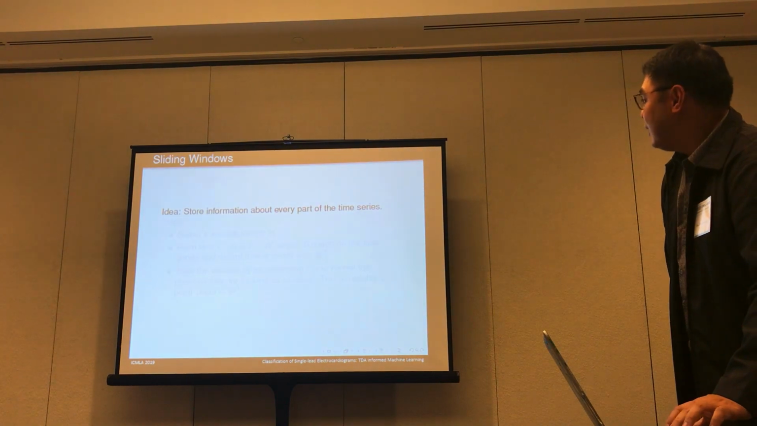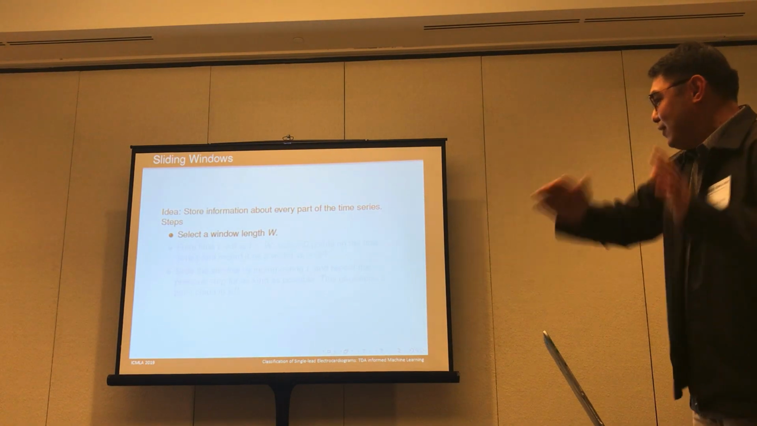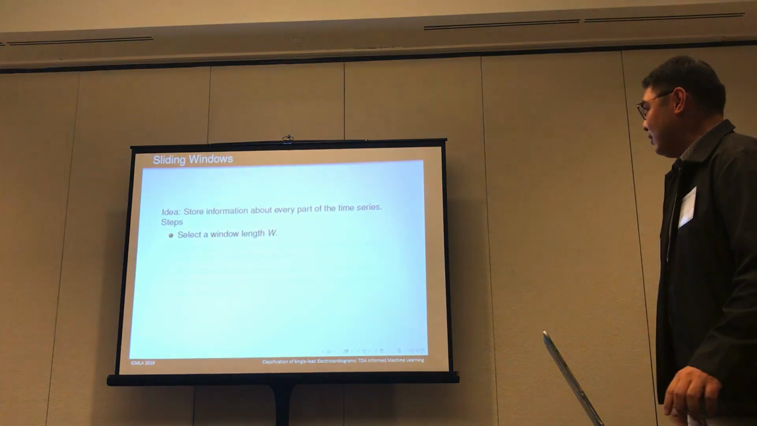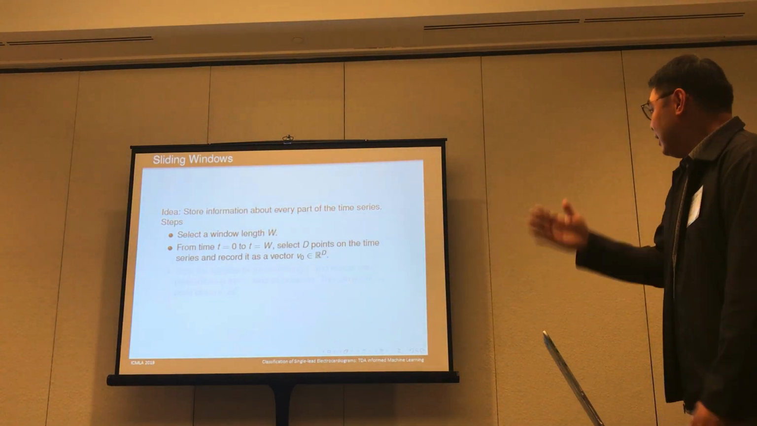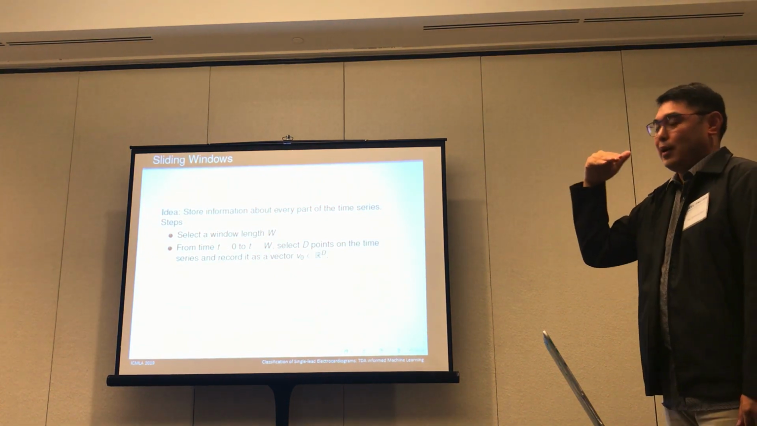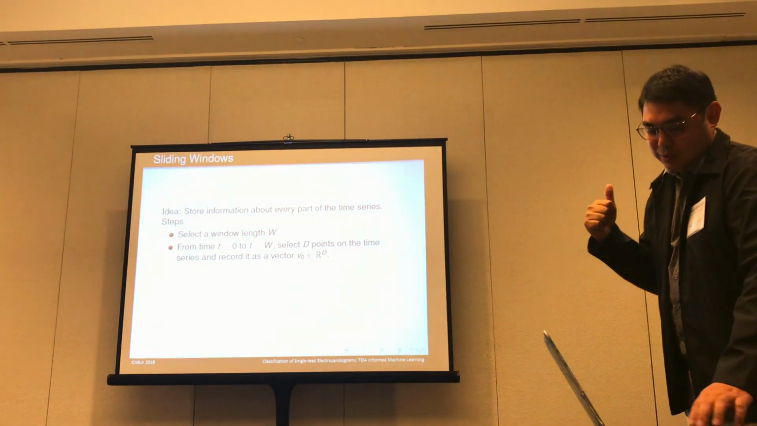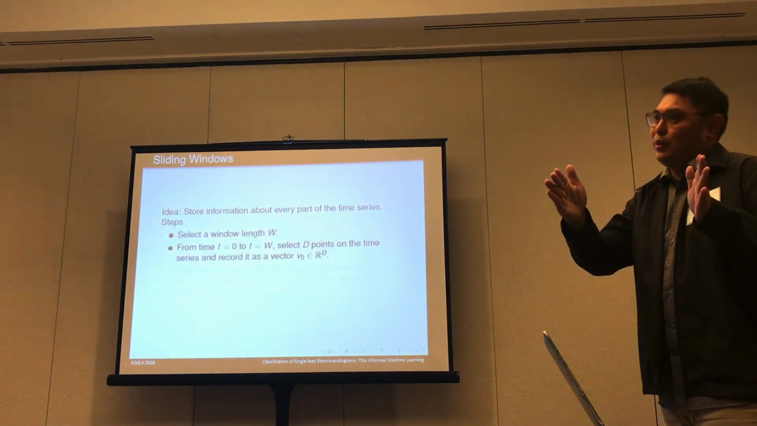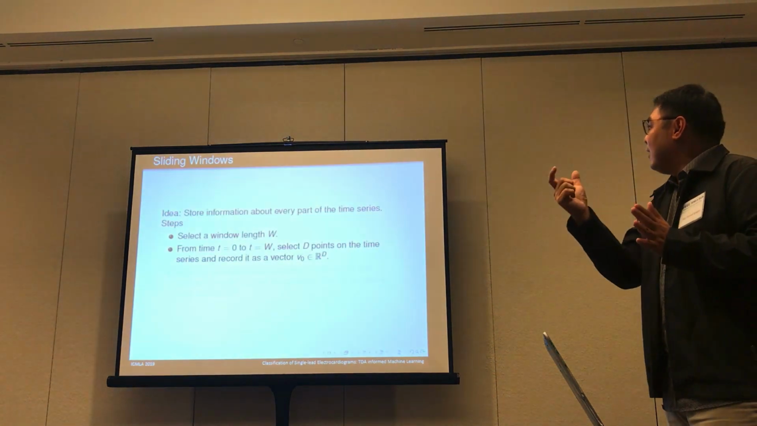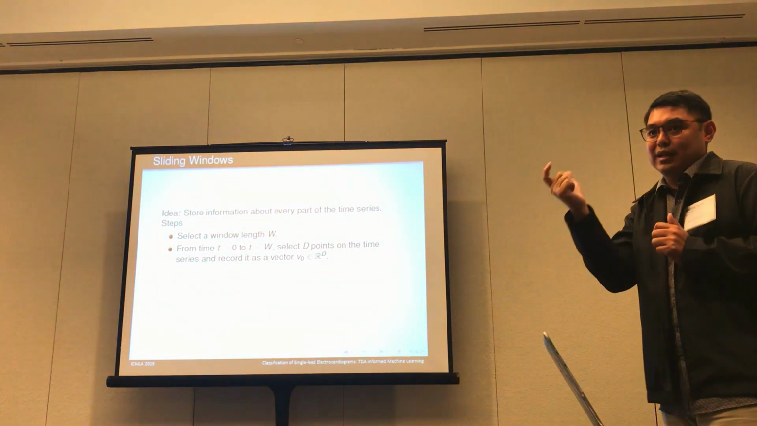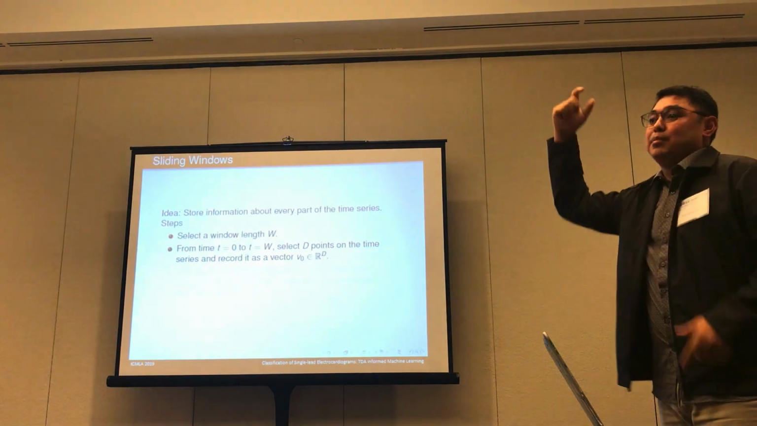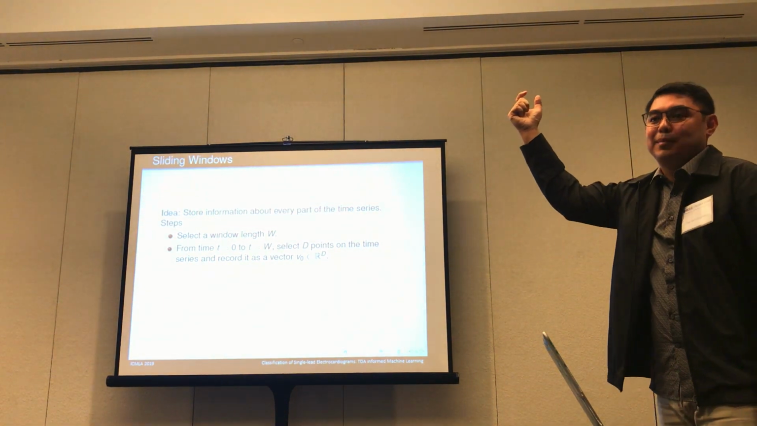Okay, so for sliding windows, first we have an ECG, and we select a window of length W. Then we select, say, D points on that window and use it as a vector. We consider it as a vector in R^D. Each window is like a snapshot of the ECG, because the idea was to store every part of the information in the time series in the point cloud. So every snapshot of the ECG becomes a point in the high dimensional space.